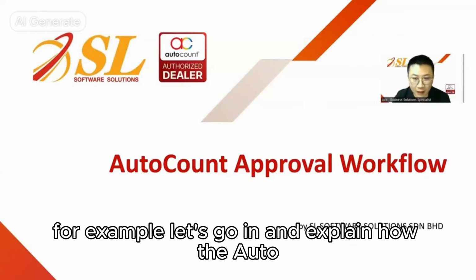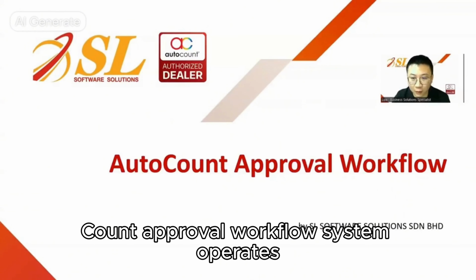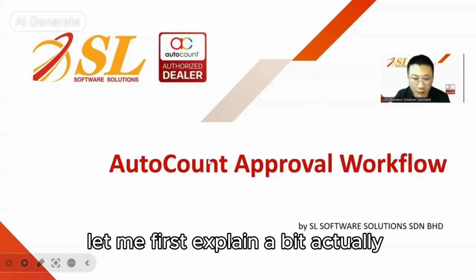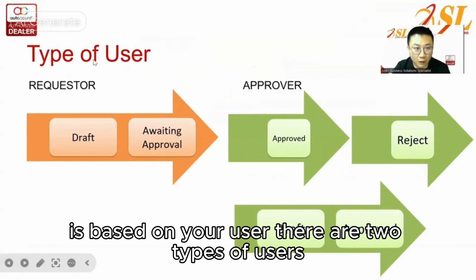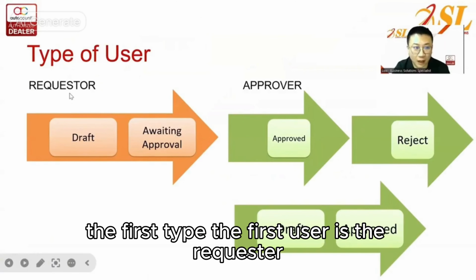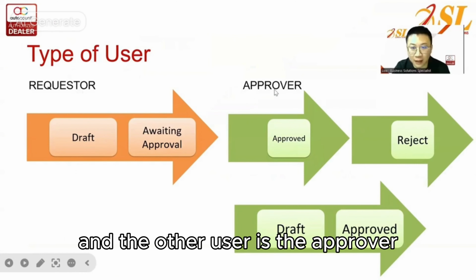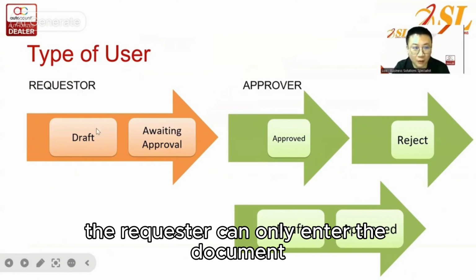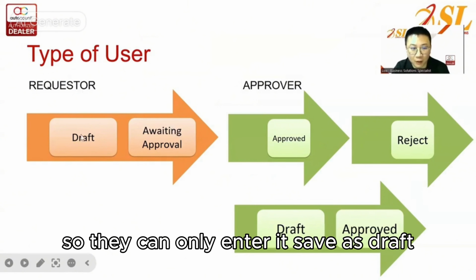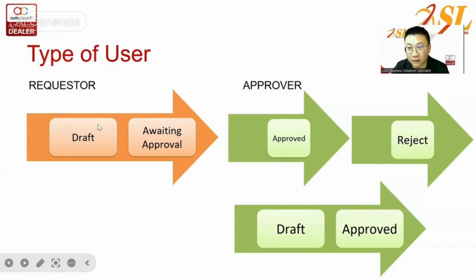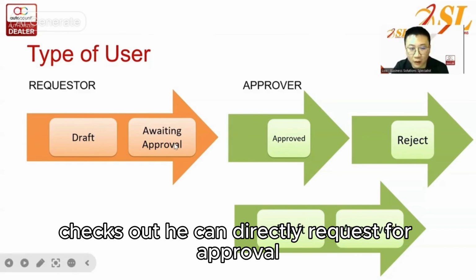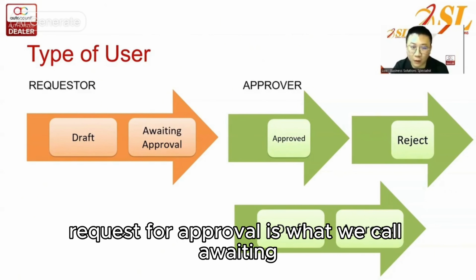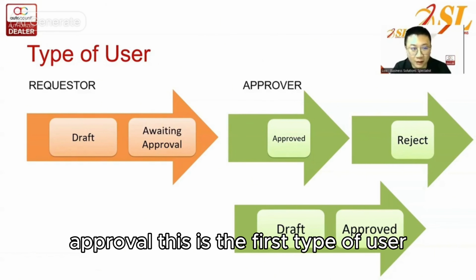Alright, let's go in and explain how the AutoCount Approval Workflow system operates. Let me first explain a bit. Actually, there are two methods. The first method is based on your user. There are two types of users. The first user is the requester, and the other user is the approver. The requester can only enter the document, and then it is awaiting approval. So they can only enter it and save as draft. If the draft is fine and everything checks out, they can directly request for approval. Request for approval is what we call awaiting approval. This is the first type of user.